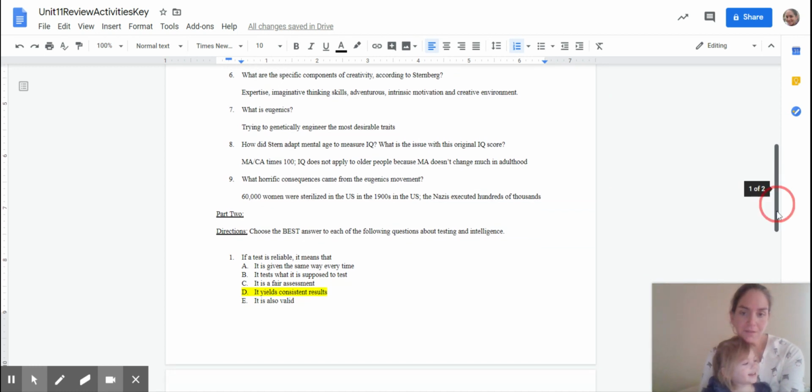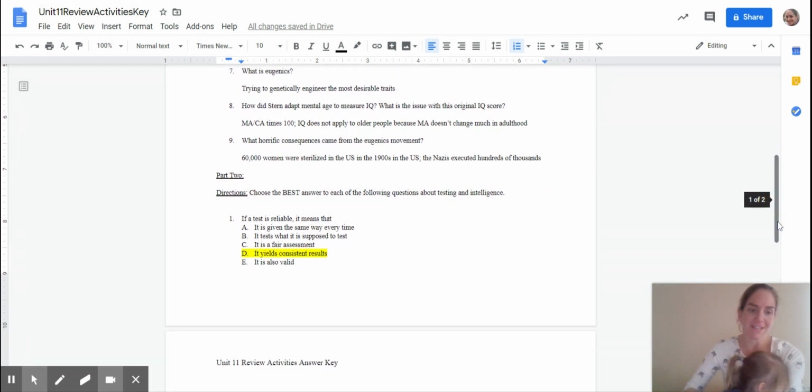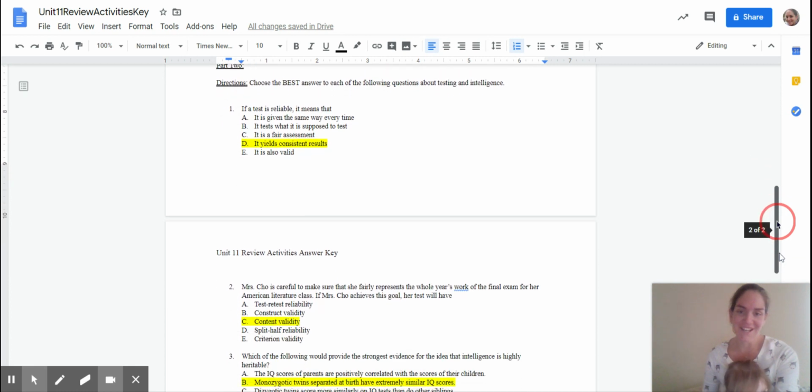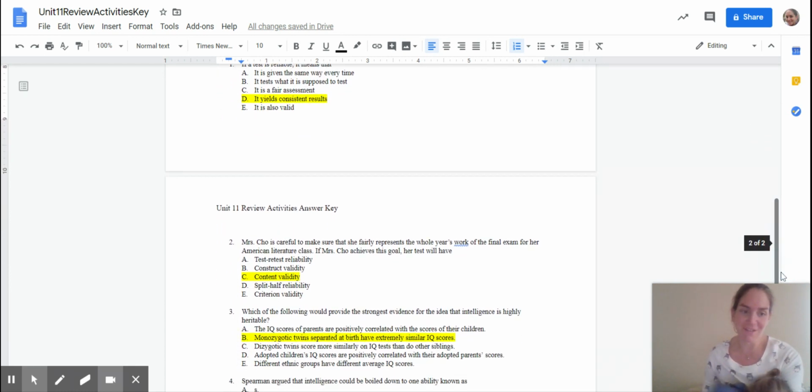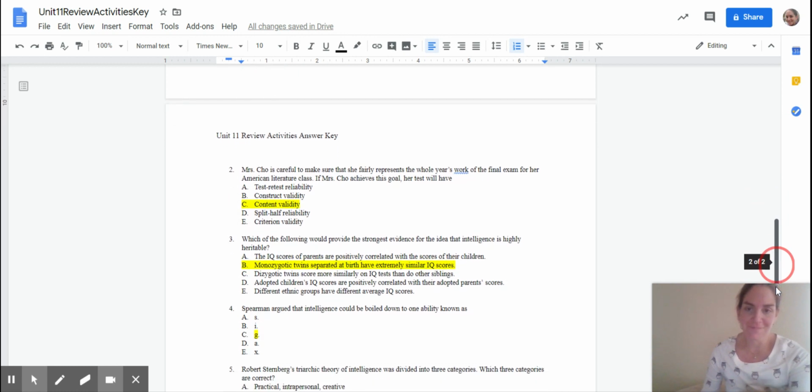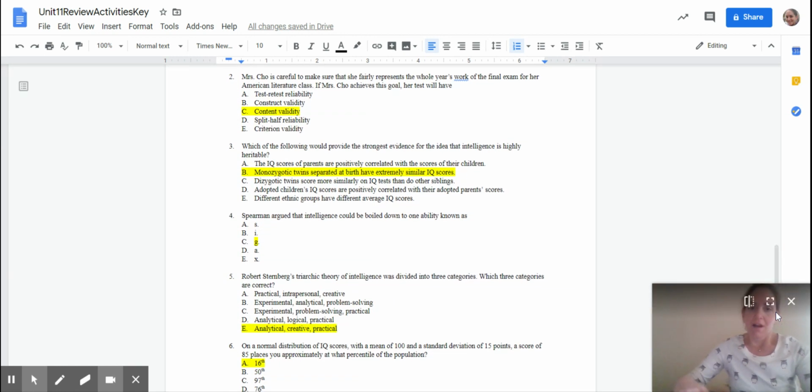Okay, part 2. If a test is reliable, it means that it yields consistent results. Remember, reliability is going to mean that you get the same results each time. Mrs. Cho is careful to make sure that she fairly represents the whole year's work on the final exam for her American literature class. If Mrs. Cho achieves this goal, her test will have content validity.